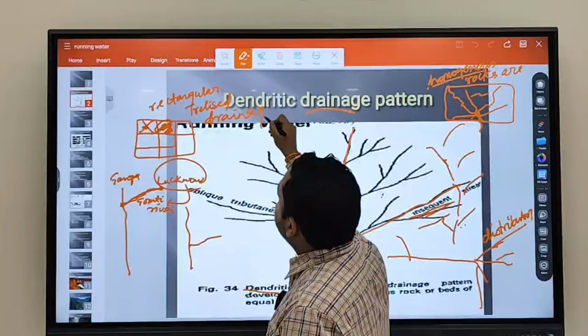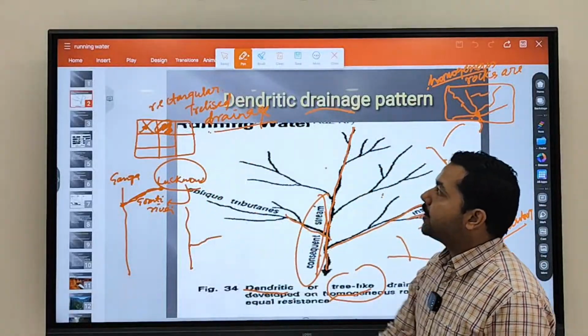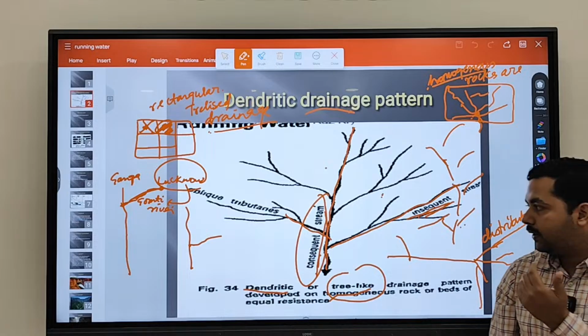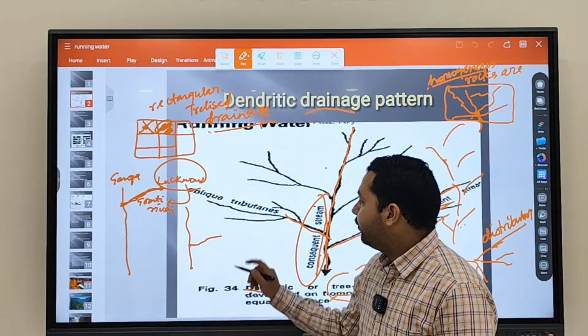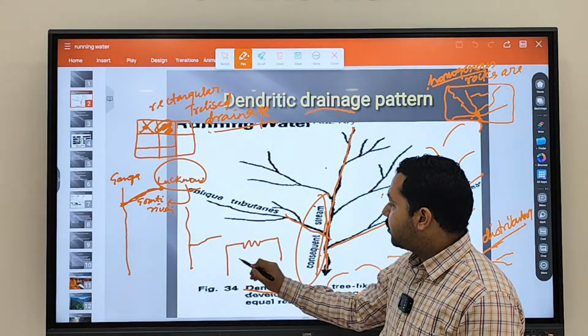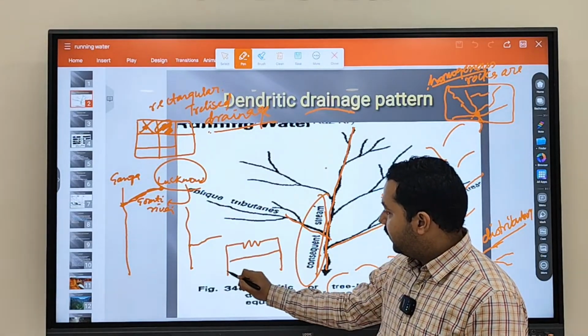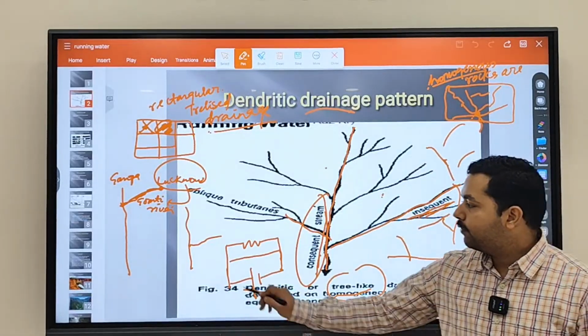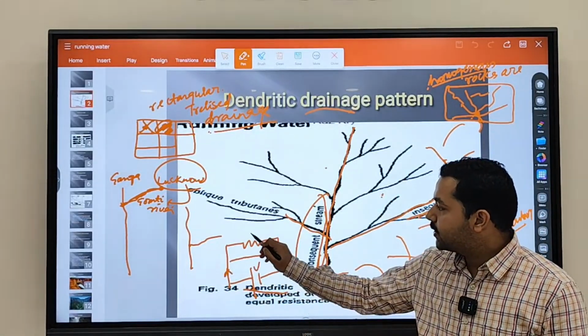So when rocks are harder and softer, then it is going to be called a rectangular drainage pattern or trellis drainage pattern. Clear? For example, if you have studied this structure in your physics, clear? Like current flows like this.